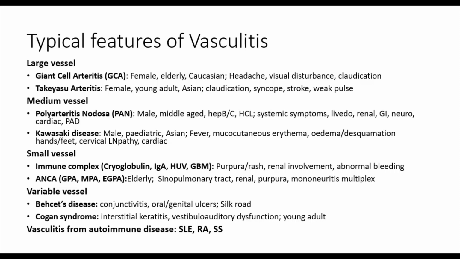The other subtype of medium vessel vasculitis is that of Kawasaki disease, which is usually a pediatric disease, more commonly affecting males and more prevalent in the Asian population. Typical features include mucocutaneous erythema, and the so-called strawberry tongue appearance reflecting underlying inflammation. Edema and desquamation of the hands and feet is observed, as well as fevers and cervical lymphadenopathy as part of the inflammatory process, and perhaps the most severe manifestation of Kawasaki's disease is that of cardiac aneurysms, which can lead to cardiac complications.